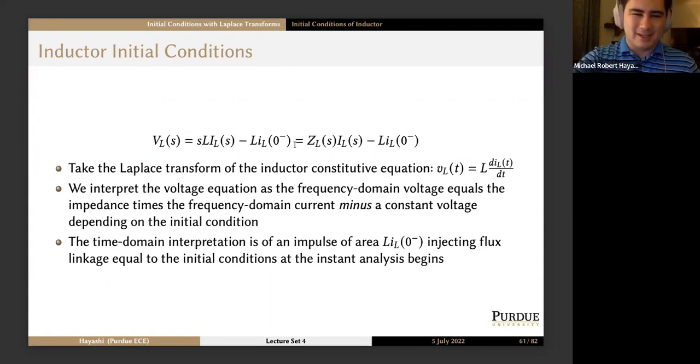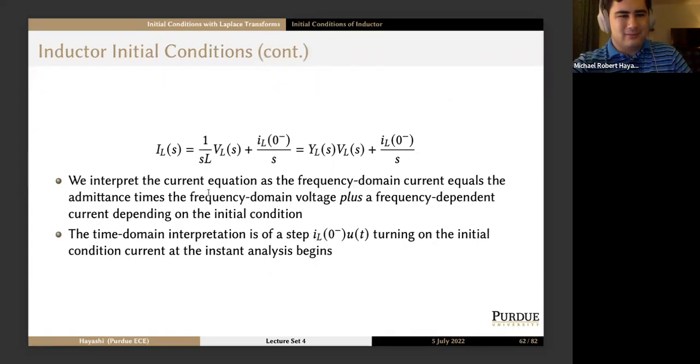So we can manipulate this equation, move things around, divide by L, simplify by dividing by s, and we'll get this right up here. We interpret the current equation as there being two current components. The frequency domain current is the admittance, 1 over sL, times V_L(s), the frequency domain voltage, plus the initial condition divided by s, which is a frequency dependent current. Did I say current earlier? Yeah, I should have been saying current earlier.